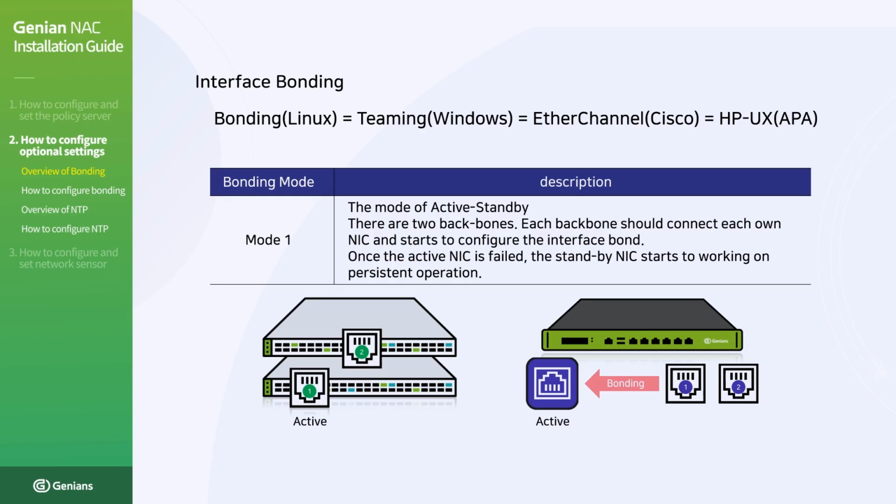The term bonding is called in various ways. In the case of Linux OS it is called bonding, under Windows OS it is called teaming, under Cisco it is called EtherChannel, and under HP-UX it is called APA. There are 7 methods of bonding the interface. However, Genian NAC highly recommends you to adopt mode number 1. It is active standby.